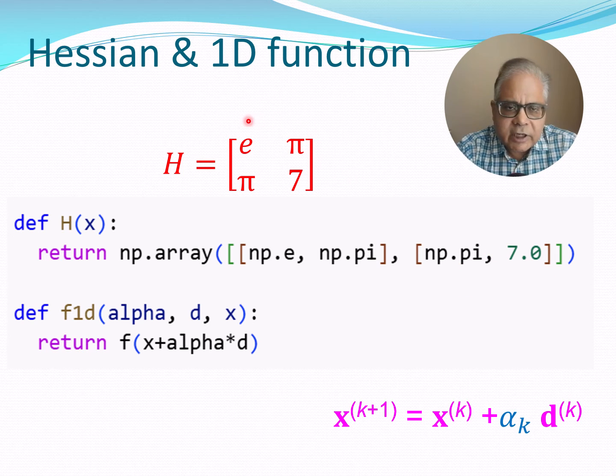Now one of the reasons I selected this particular function is that if the method is going to build up the H matrix, then my B matrix should actually come out as this matrix, and I will be able to immediately recognize it because we know the numbers pi and e. I'm going to use one more function here, that is f1d, and this function is going to return the function value at the point xk plus alpha k dk. So this is going to be called in the one-dimensional search.